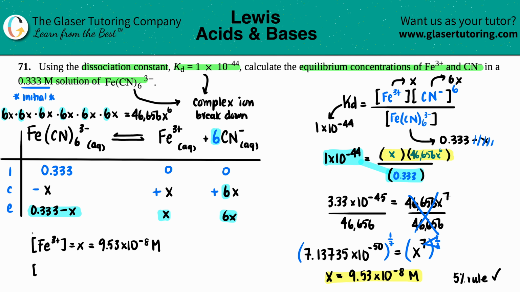But now for the cyanide, the CN- concentration, that was 6X. So I just have to plug in my X value, the 9.53 times 10 to the -8th, and just times it by 6. And that would be the cyanide concentration. So 9.53 times 10 to the -8th times 6, and I get 5.72 if I round it to 2 sig figs, times 10 to the -7th, and that is molarity. And there are your 2 answers.